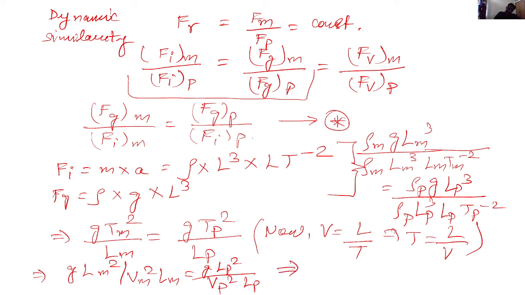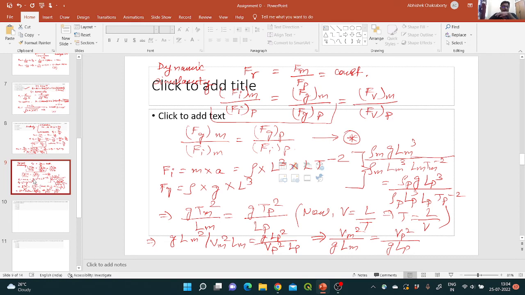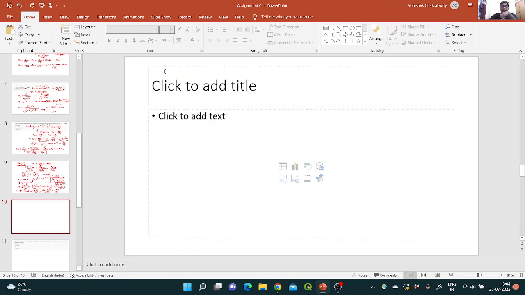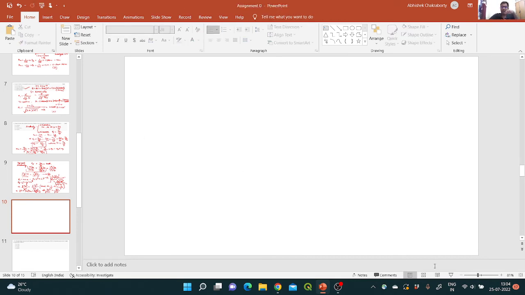Just inversing this equation, we get finally Vm square by GLm is equal to Vp square by GLp. Now, I would need another slide to finally give an expression for the discharge of the open channel as per the Froude similarity. So the last expression we used was Vm square by GLm equal to Vp square by GLp.